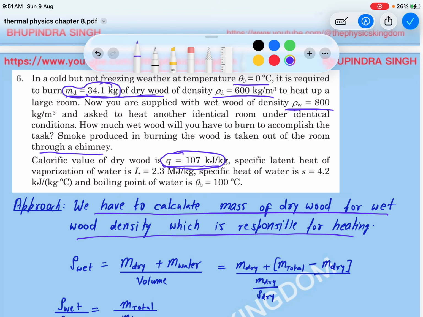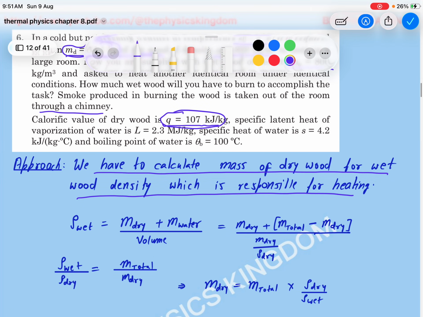Means what I am trying to calculate, beta, here first, that if you are taking any mass of wet wood, out of this how much is the fraction of dry wood present and how much fraction is the water present. So that is what I am trying to do here, right? So mass of dry wood plus mass of water divided by volume, right?